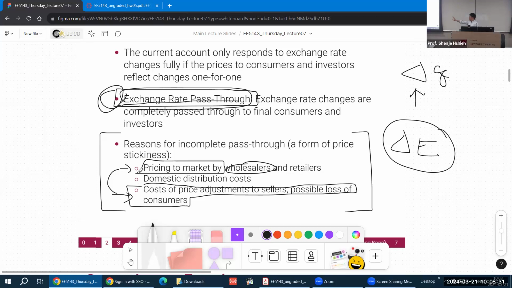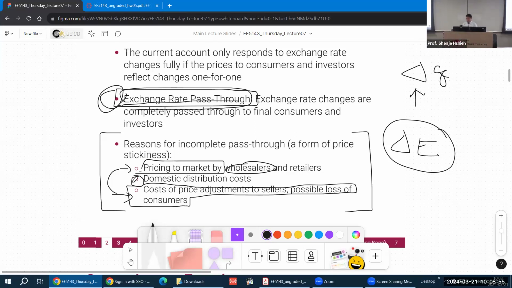All right, so hopefully these two reasons are mechanical enough that it's obvious why change in E may not lead to a change in Y, because just fundamental microeconomics, these are reasons why sellers specifically don't want to change prices, right, when E changes.